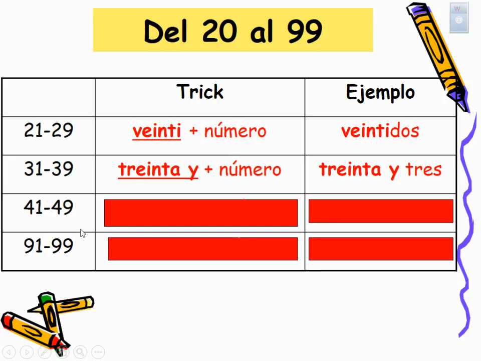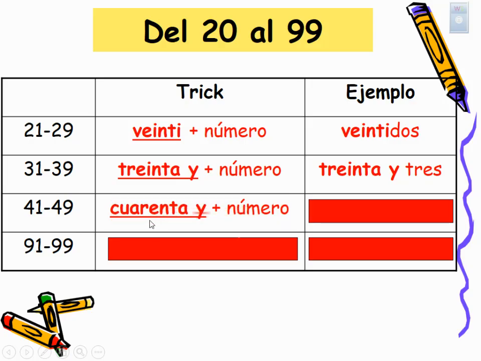For numbers 41 to 49, same as 30, I get my 40, which is cuarenta, and then I write the word y, and then the number. So here's 46, cuarenta y seis. So you're doing the same thing for numbers 50, 60, 70, 80. Same thing, same concept. And we're going to practice in a minute a little bit more with those numbers.